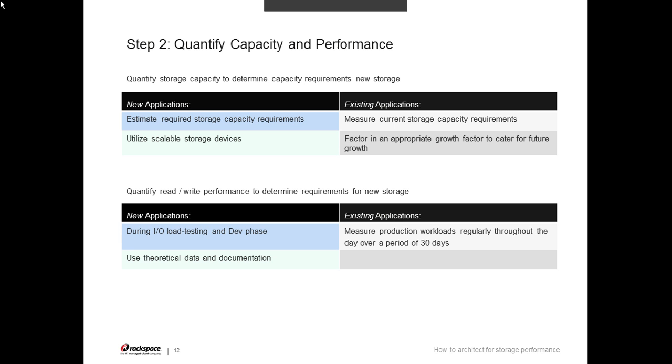Now, bear in mind, for existing applications, we should use these tools on production systems and measure over a period of 30 days at different times, including peak periods. This is to ensure accuracy of our storage performance metrics. With new and unknown applications, it's best to do the same monitoring, but during indicative load tests. Alternatively, one can refer to vendor documentation and best practices that can go a long way towards predicting performance requirements.